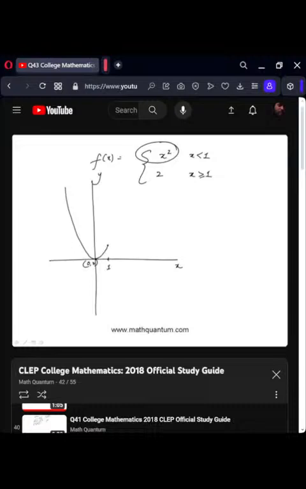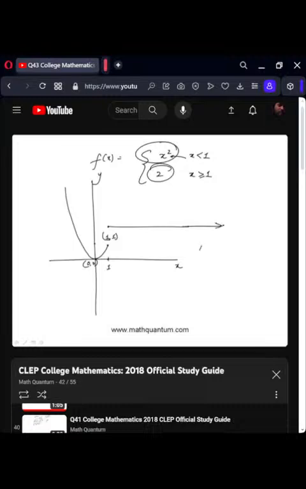and when x approaches 1, this would be 1, so this point here would be (1, 1). Now it's a constant value of 2 when x is greater than or equal to 1. So from this point there's a jump, and then there's a straight line that goes on forever, so that's the graph. And if I look at the answer choices, that's the same as choice D.